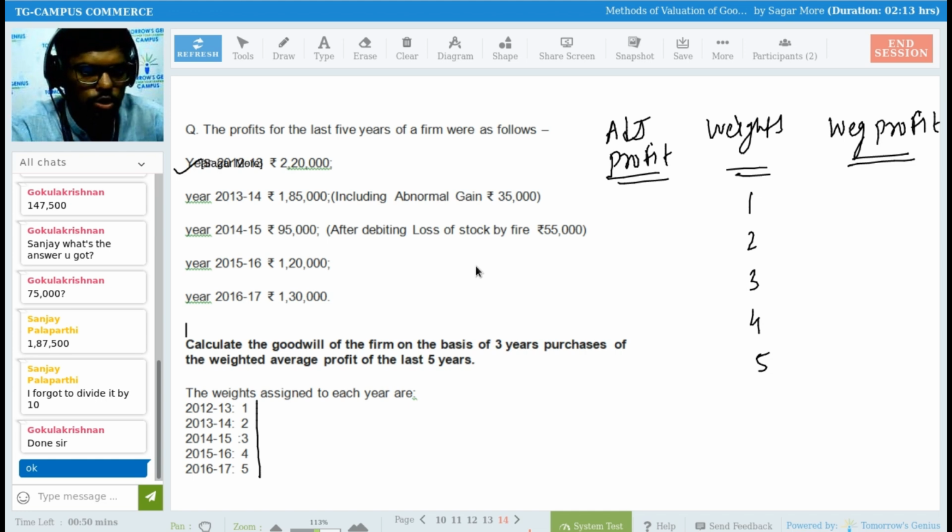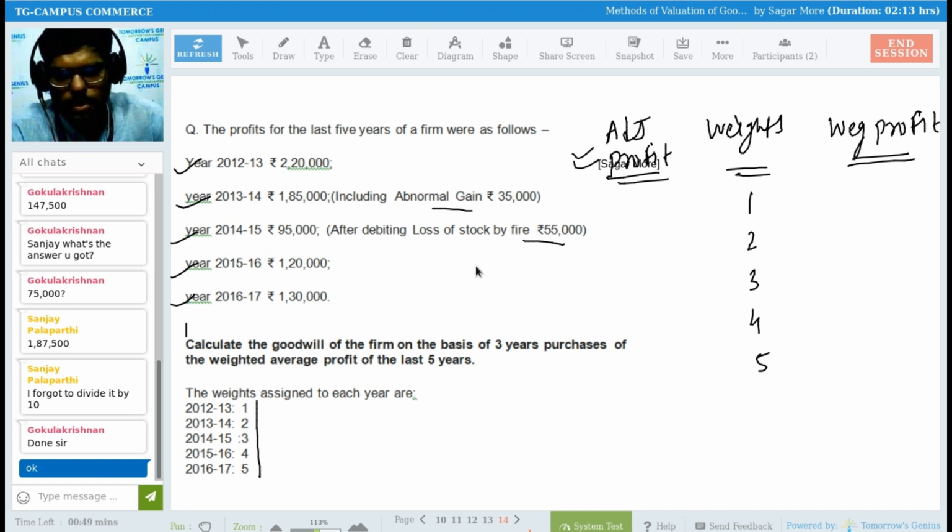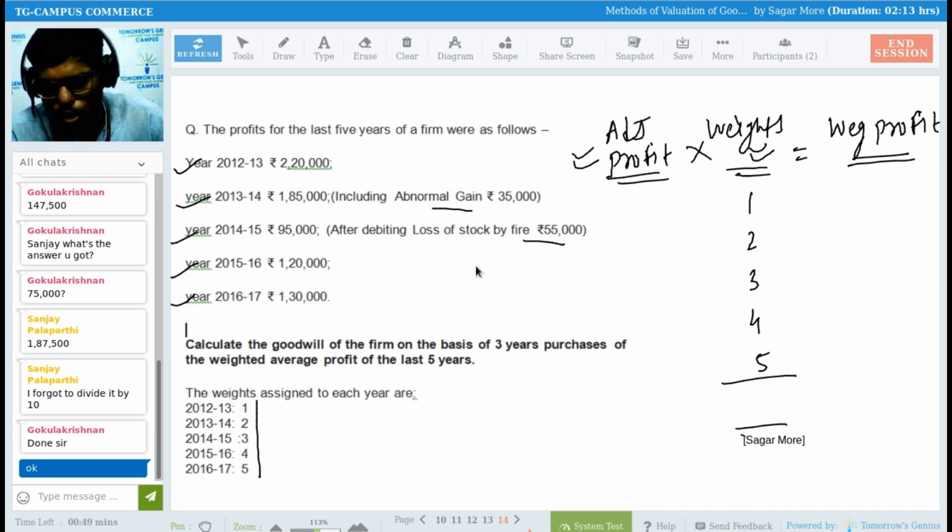See, in the year 12-13 there is no adjustment. In the year 13-14 there is an adjustment, sir. Abnormal gain is included in this 1,85,000. Then in the year 14-15, after debiting loss of stock of rupees 55,000. In 15-16 there is no adjustment. In 16-17 there is no adjustment, right? So first calculate adjusted profit, then multiply by weight. Then you can get weighted average profit, and then we can total this. Start solving. If you need any help, I can do that.